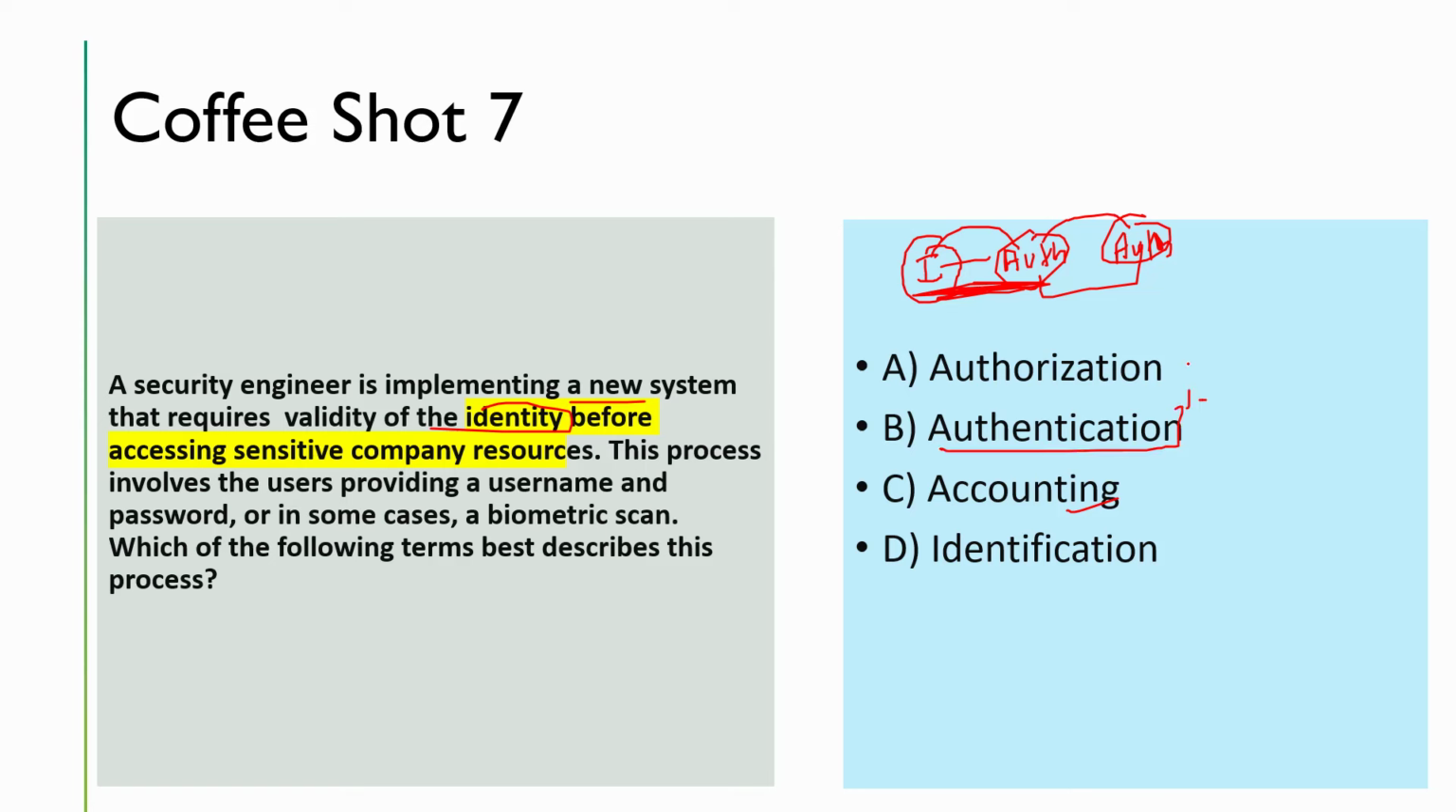Now authentication is also of three types: something you know, which is a password; something you have, that is your token; and something you are, which is your biometric. Single factor is always weak, so that's why we go for multi-factor authentication, and that is why in this case the answer is B for Beta.